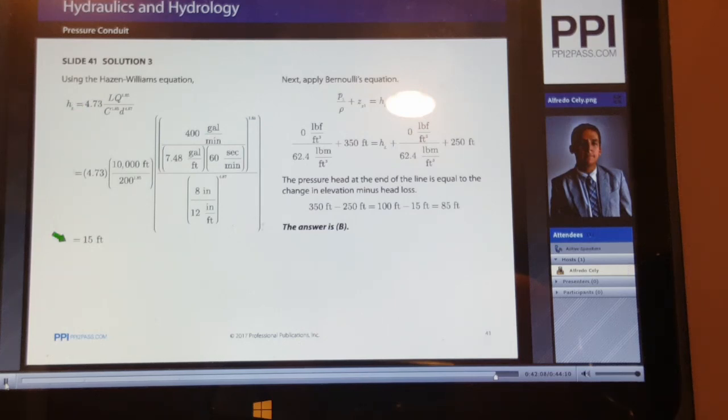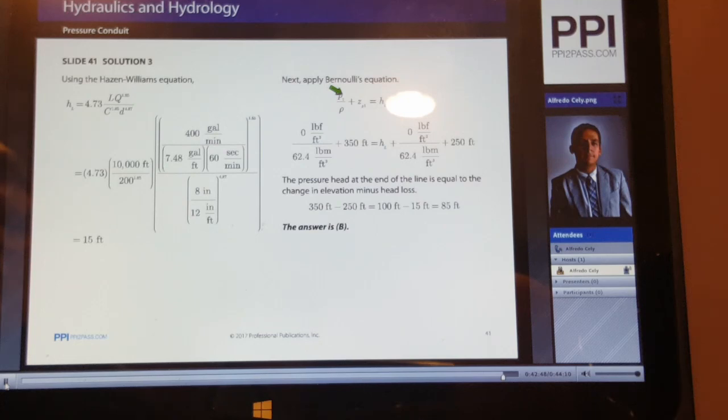Note the different correction factor. So our head loss due to friction comes out to be 15 feet. Because the flow is used in cubic feet per second, we need to convert our gallons per minute to cubic feet per second. Because our diameter is used in feet, we need to convert the 8 inches of the pipe into feet. And then the length is in feet, so there's no conversion. What you see here is the use of the roughness coefficient given in the problem as 200. And then we multiply by the correction factor, so we get a head loss due to friction of 15 feet.